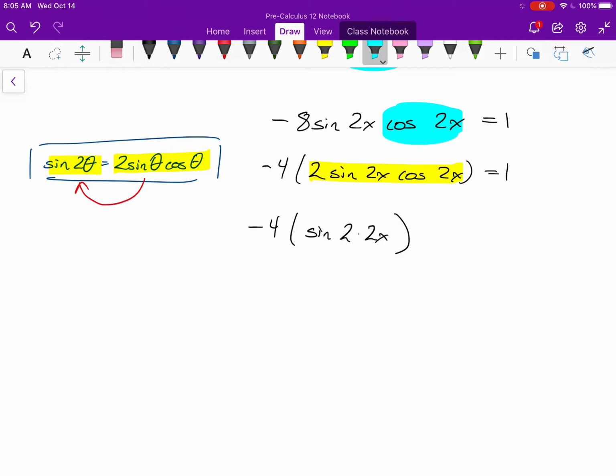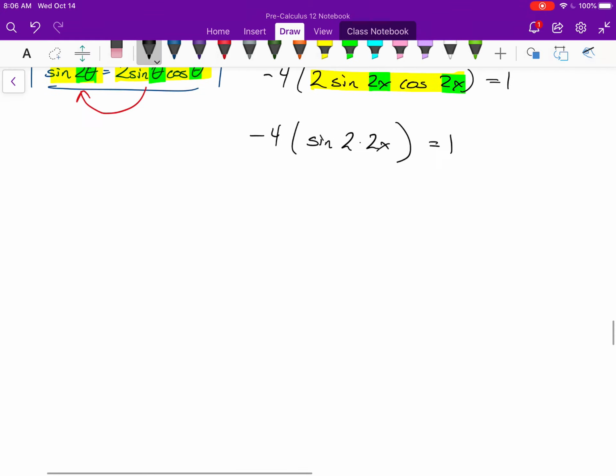And again, if you look right here, the input of each of those functions has to be the same. It's 2x, just like I have a theta over here. And so now I double it from theta to 2 theta, from 2x to 4x. Okay, I think one of the hardest steps is done. So I now have minus 4 times the sine of 4x equals 1. All right. So what can I do next?